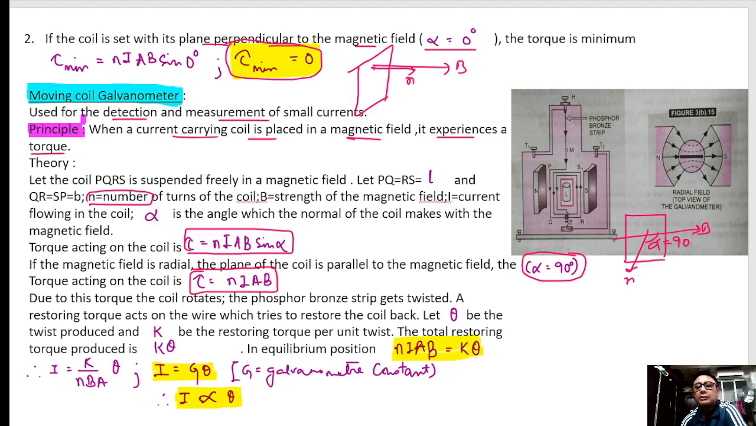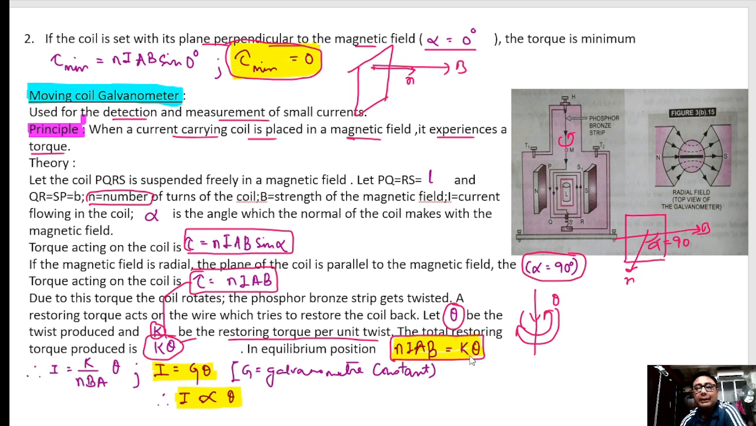Now due to this maximum torque, the coil will rotate and the wire, this strip, will get twisted. Let it get twisted by an angle theta. When it gets twisted, it will rotate back. Let the restoring torque per unit twist be K. So this torque is balanced by the restoring torque, which is K theta, due to which it will come back like this. So the rotation of the rectangular coil is balanced by the restoring torque K theta. That means these should be equal.